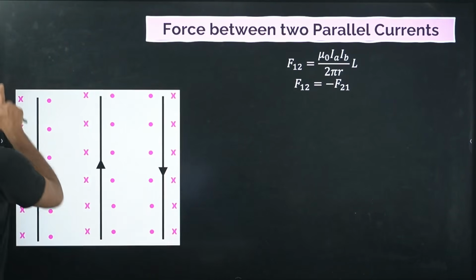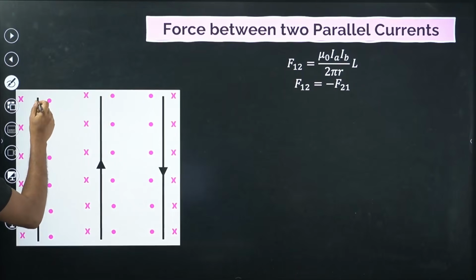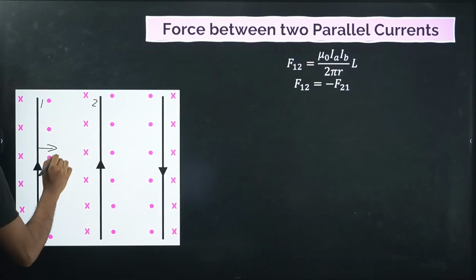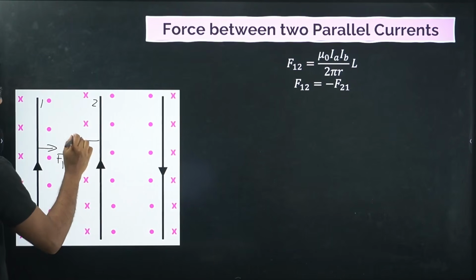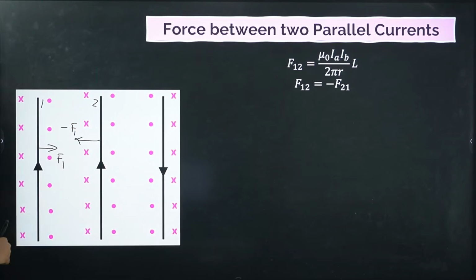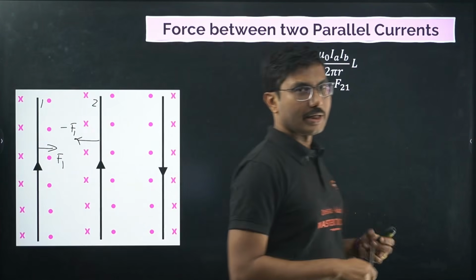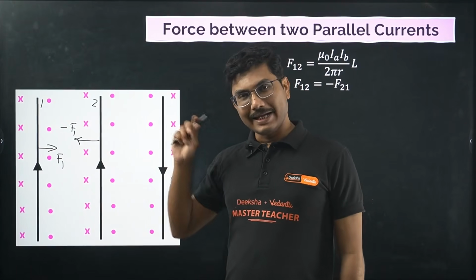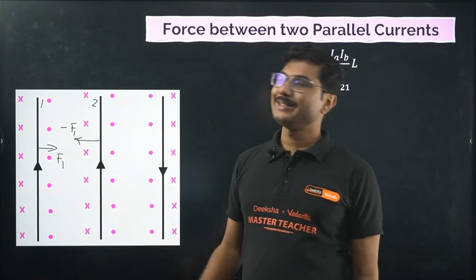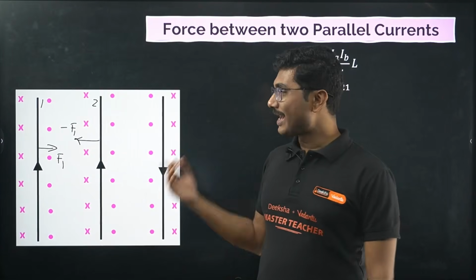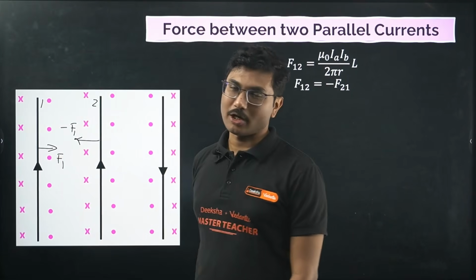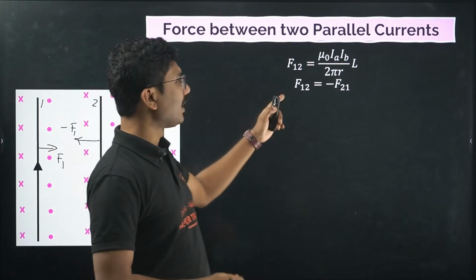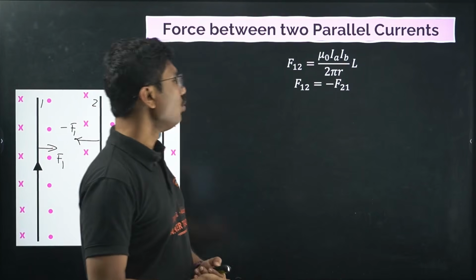Now suppose this is wire 1 and this is wire 2. If the force on wire 1 is F1 in this direction, then the force on wire 2 will be in the opposite direction, minus F1. Both forces are equal but in opposite directions. Why? Again our grandfather Newton says that every action has an equal and opposite reaction. If you consider one of them as action, the other will be the reaction. So F12 equals minus F21.